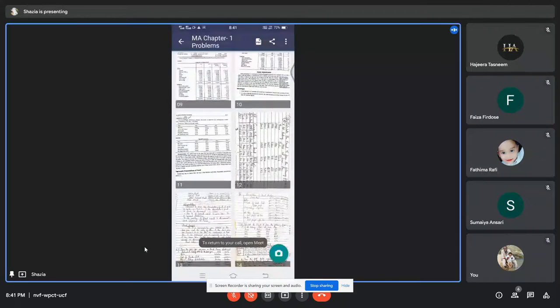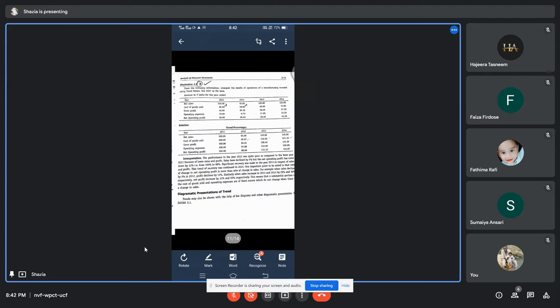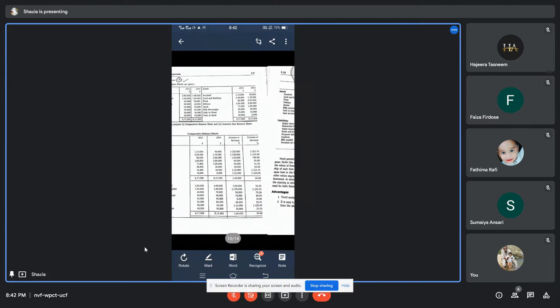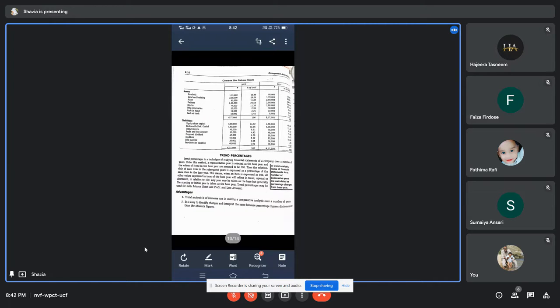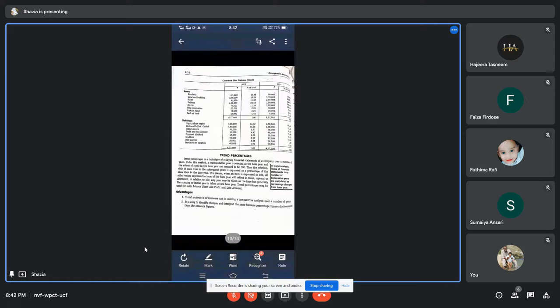Okay. So the leftover is the trend, trend percentage. The last method under this particular chapter is trend analysis. It can also be called trend analysis or trend percentage. The meaning or definition: trend percentage is a technique of studying financial statements of a company over a number of years.